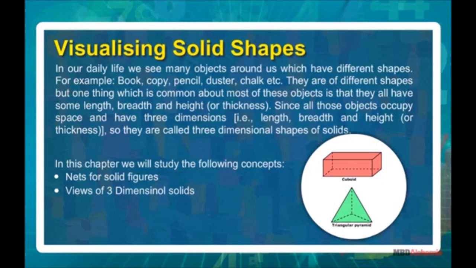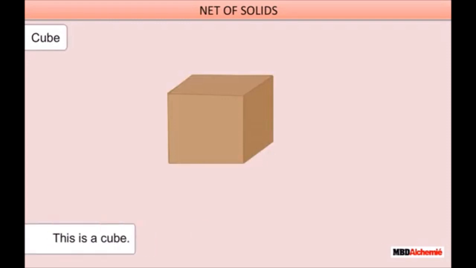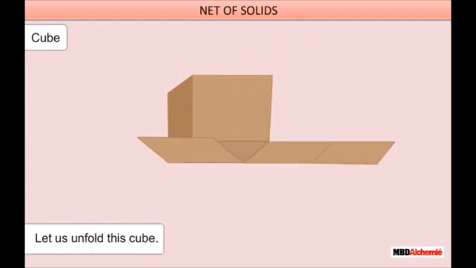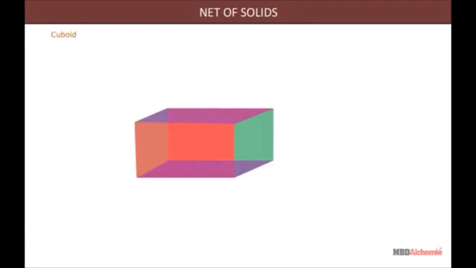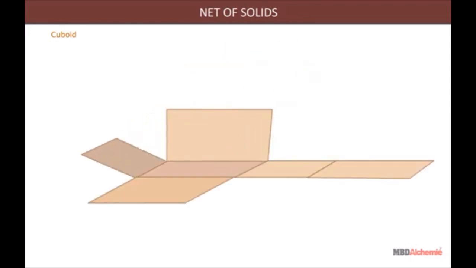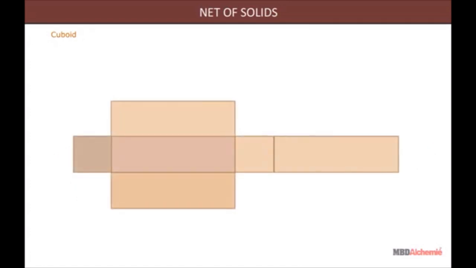In this chapter, we will study the following concepts: polyhedrons, nets for solid figures. Net of cube. This is a cube. A cube has square faces. Let us unfold this cube. This is the net of a cube. Cuboid. We know that a cuboid has 6 rectangular surfaces, faces. The opposite faces are of the same measure, so the net for a cuboid is as below.